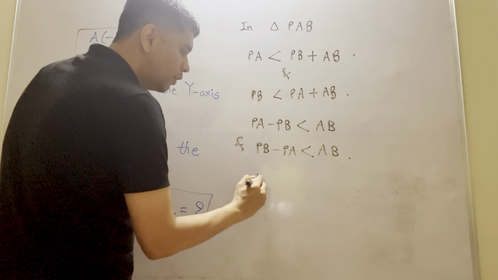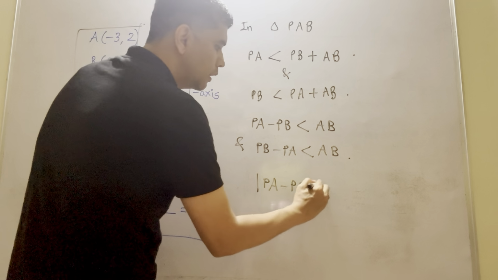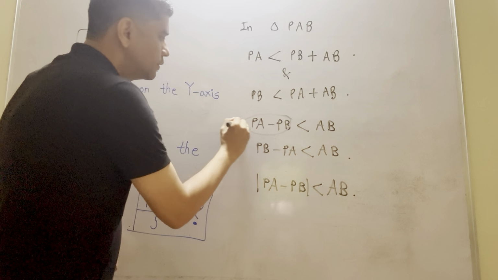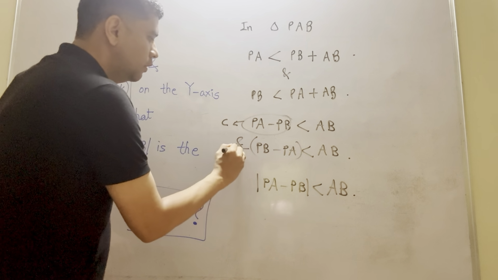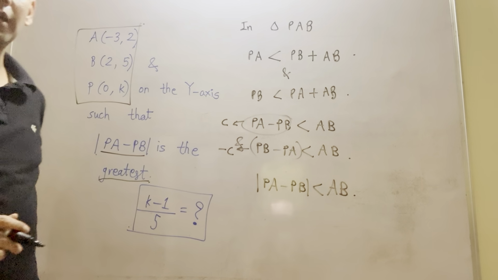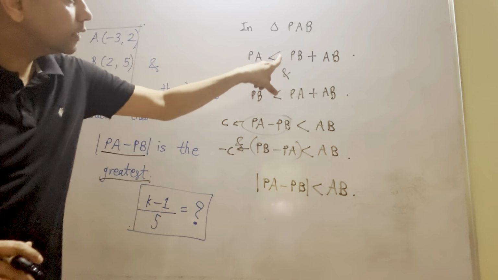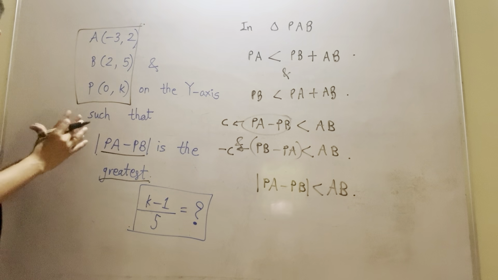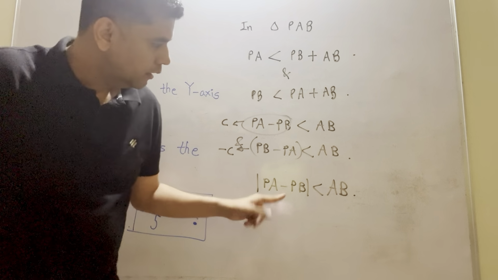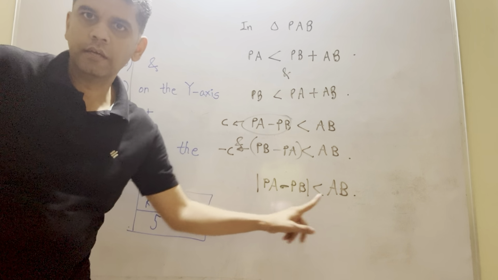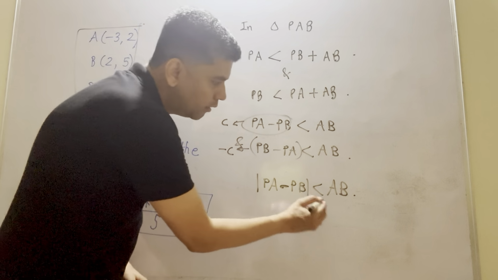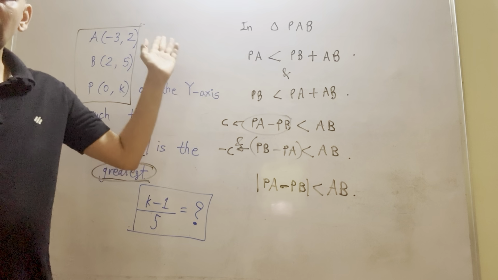Combining these two, we can say mod of PA minus PB is less than AB. Am I right? Because see, this is the original quantity, suppose small c, then this is minus of c. So c and minus of c are both less than a common quantity, so mod of c is also less than that common quantity. Now, we are in a triangle, so there is this strict inequality. But here they are not saying that we have to deal with the triangle. They are only saying that this should be the greatest. Now, can you see this quantity will be the greatest if there is an equality sign here. But we know in this triangle inequality, the equality will hold only when P, A, B are collinear.